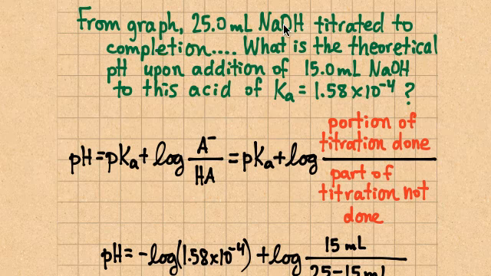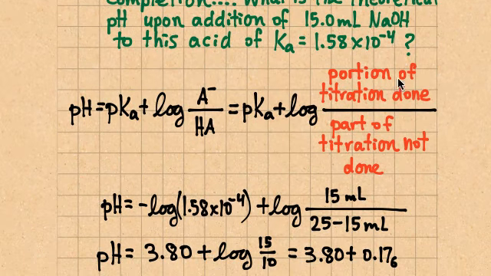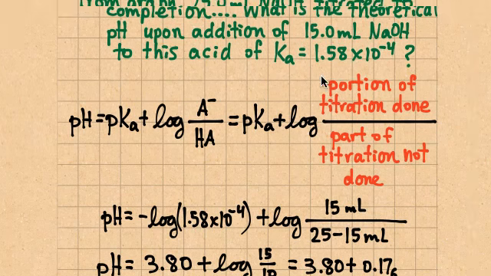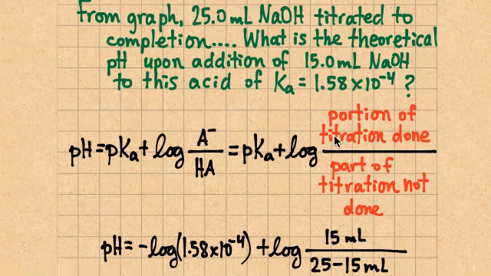So if it took 25 milliliters of NaOH to titrate my weak acid all the way, then if I know my Ka, I can use this as a relative measure of how much acid there was in that mixture. Here, I wrote it out this way too. The portion of the titration that got done already is just 15 milliliters. The portion of the titration not done would be, if it took 25, the difference between 25 and 15. It's like a simple subtraction.